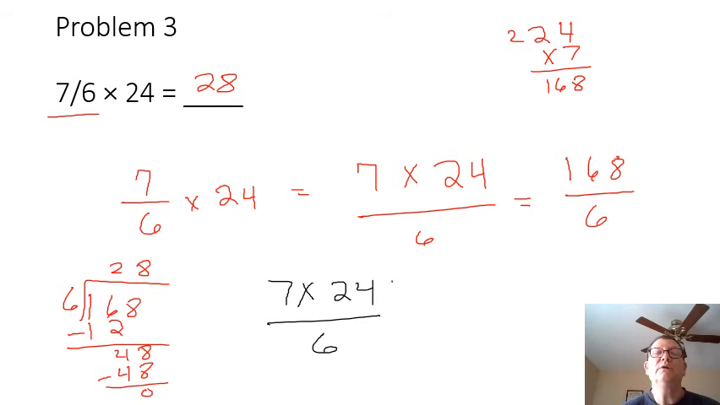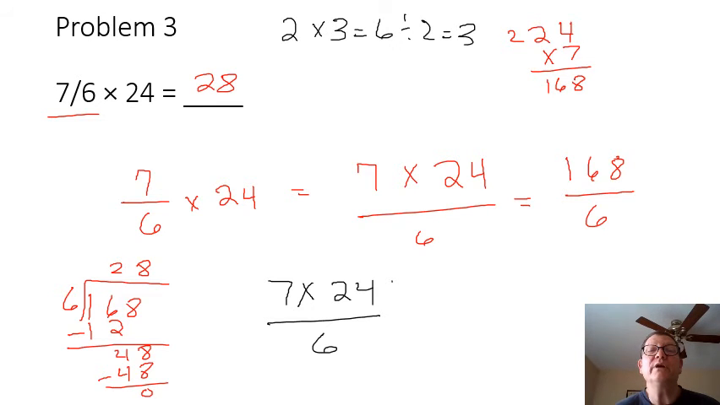Okay. So in other words, if I had 2 and I multiplied it by 3, I'd get 6. When I divide it by 2, I get 3. Oh, so I end up with the same number I started with.